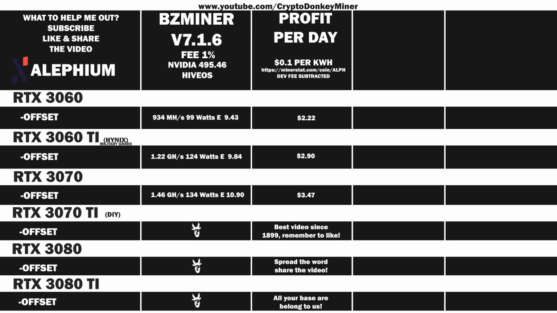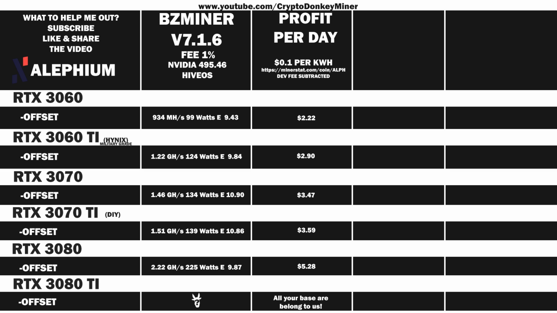Now it's time for the RTX 3070 Ti. 1.51 GH/s at 139 watts, which gives an efficiency of 10.86. You will earn $3.59 per day.